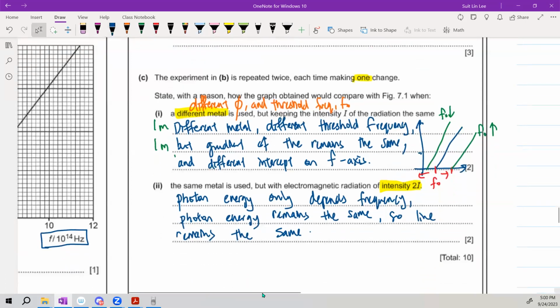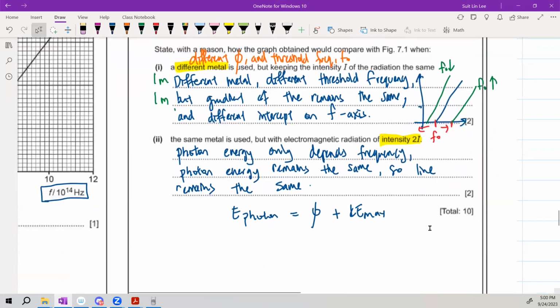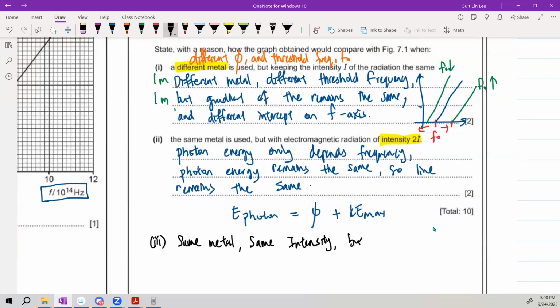Because if you think about it, I have energy of photon, which didn't change, is equal to work function, which didn't change because same metal, plus KE max. If this one doesn't change, this one doesn't change, this one also wouldn't change. Okay. So I will level up and give you part 3. Same metal, same intensity, but frequency 2f, or double.